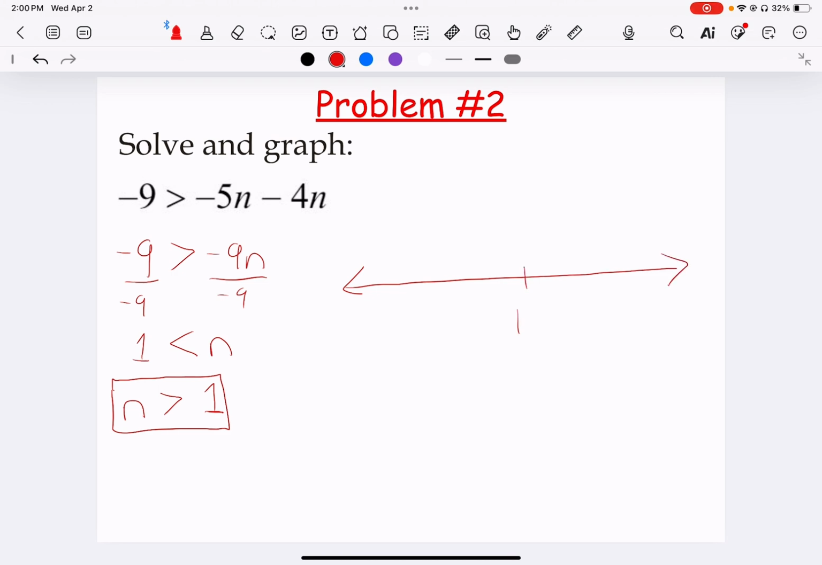Now for my number line, 1's in the middle, 2 and 3 to the right, 0 and negative 1 to the left. Since it's just greater than, it's going to be an open circle. And if it's greater than, it is going to the right.